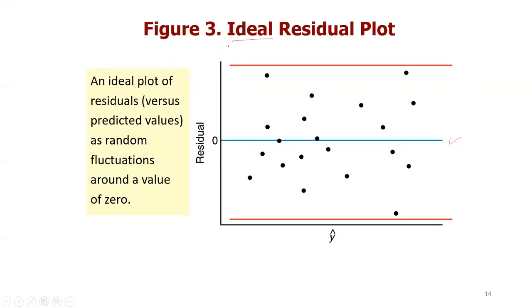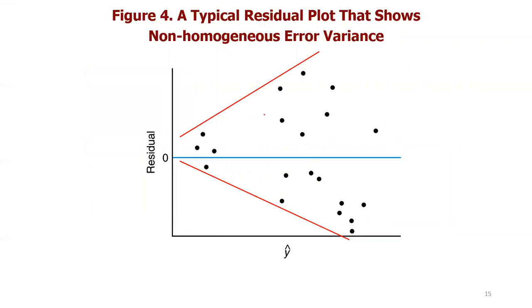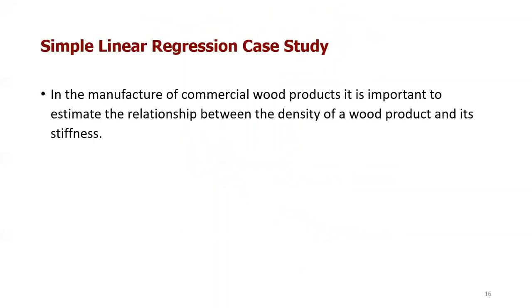So what is a non-ideal residual plot, or when do we have a problem? We have a problem if you have something like this. So what is this? This is a non-homogeneous error variance. If you look here, the scatter around the mean is small here, but the scatter around the mean is large in the second part. So as y hat increases, the variance increases as well. So there's a problem with the assumptions here.